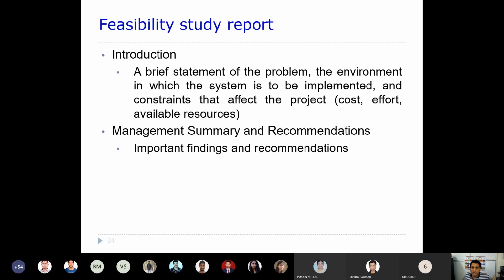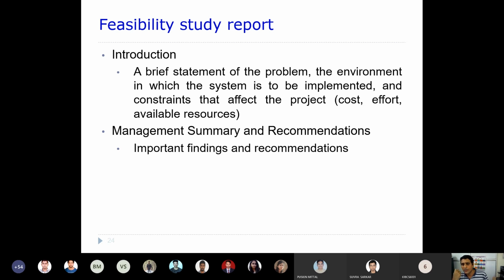Now, a feasibility study report should always have an introduction. In the introduction section we talk about a brief statement of the problem, and in which environment the system is to be implemented. You can think of the problem being implemented in what sort of environment. And what are the different constraints that affect the project, maybe in terms of cost, effort, or the available resources.